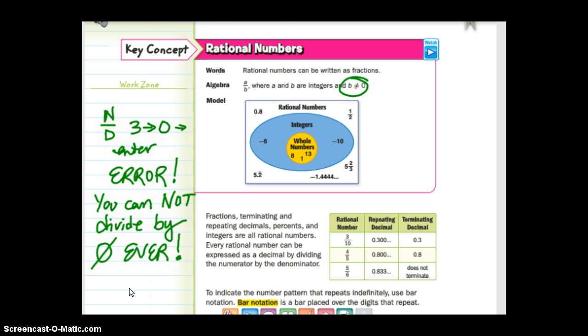Okay, so back to the lesson. We know that rational numbers are fractions that can be written as either decimals or fractions. In this case, 0.8 is a decimal and 1/2 is a fraction. 5.2 repeating is a decimal but more importantly, it's a repeater, where this decimal 0.8 terminates.